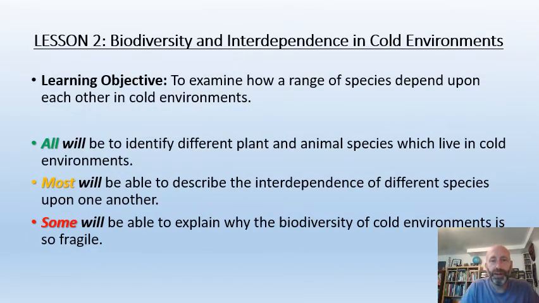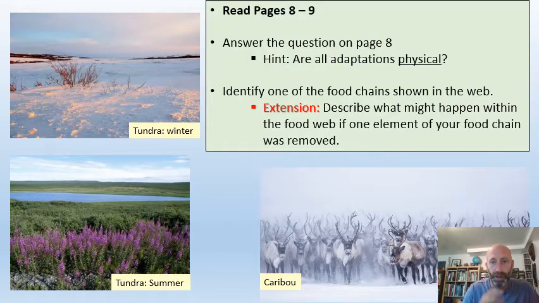Once you've done that, we're going to start looking at the second lesson. So looking at biodiversity and interdependence in cold environments. And we've got the objectives there and in the booklet. So we're thinking about those 2 terms. And the first task is reading page 8 and 9 in the booklet.